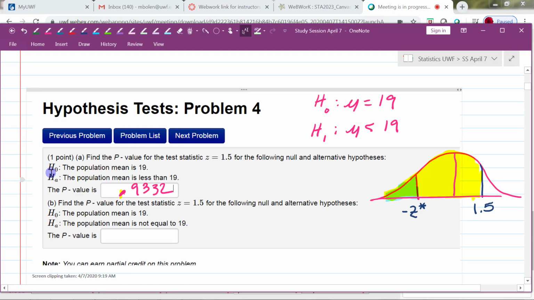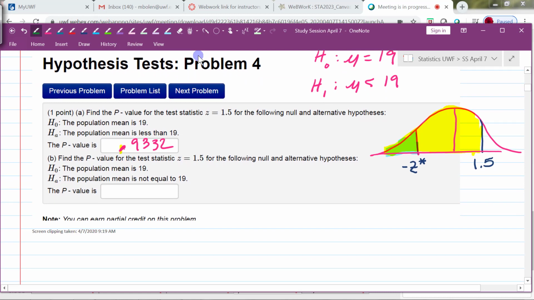The other one is trickier, because it's a two-tailed test. So let's bring it up for a two-tailed test right here. For part B, it says the population mean is 19. So H naught is mu is equal to 19. Your alternative, H1, says the population mean is not equal to 19. So mu is not equal to 19.